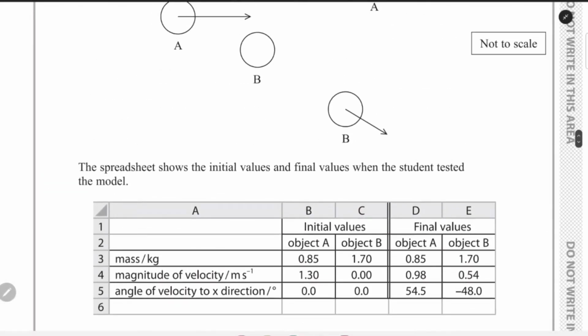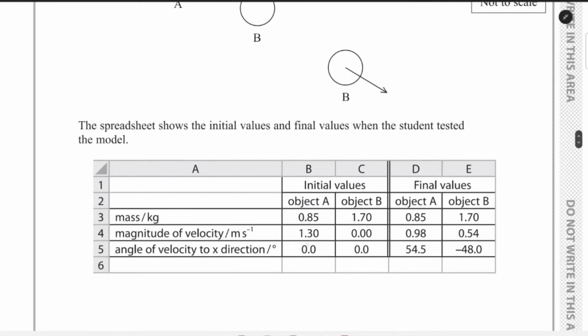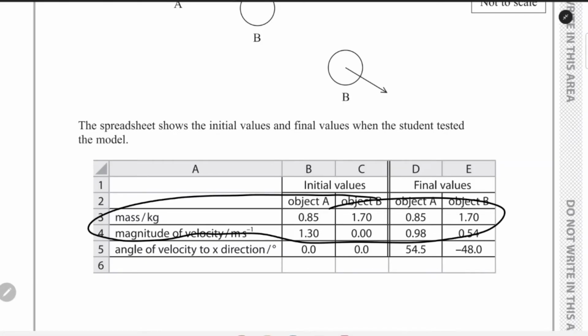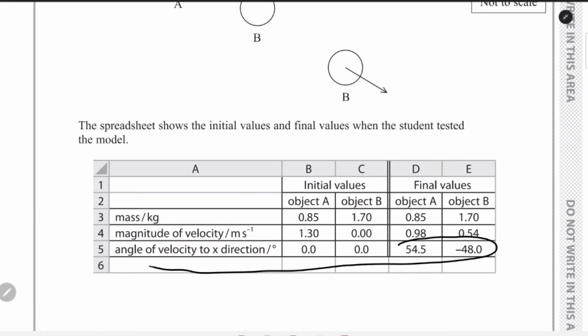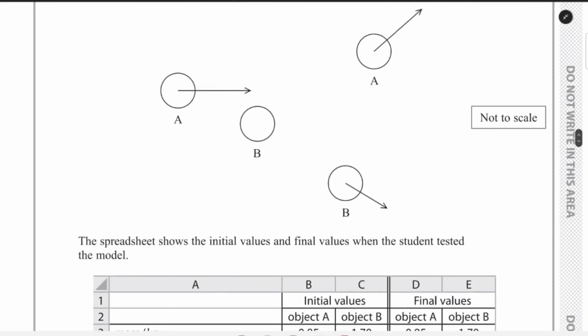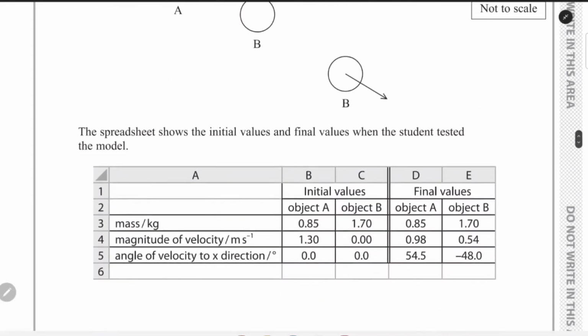With energy we could work without considering the angles. We just had to work with these two rows over here. We only had to work with rows 3 and 4. Now in case of momentum, I'll also have to think about the directions. Initially the momentum was only to the right. So this momentum was the initial momentum, which is 0.85 times 1.30.